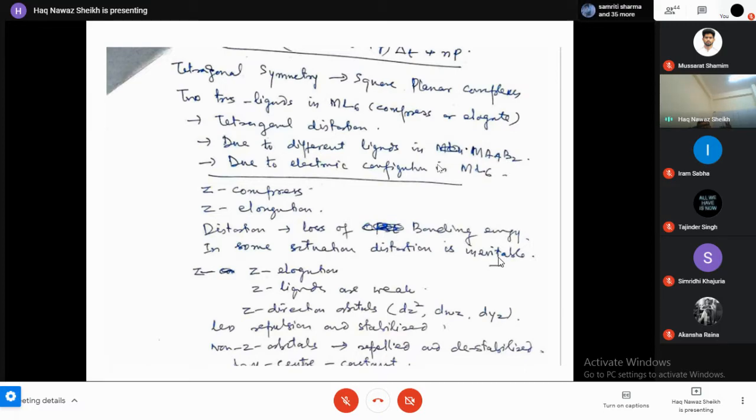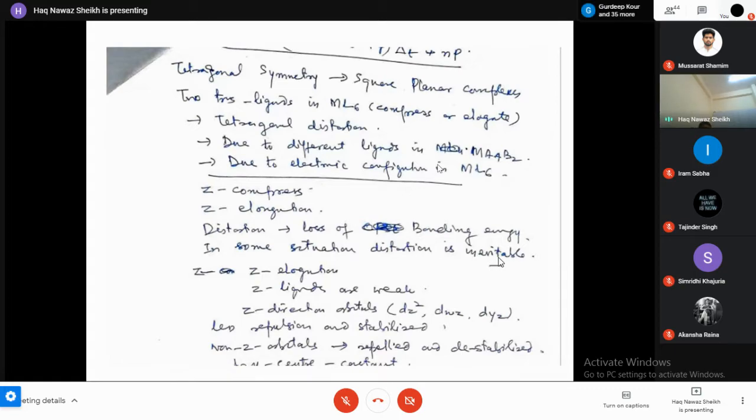Remember, in an octahedron, there are two ligands along the X-axis, plus X and minus X, two along the Y-axis, plus Y and minus Y, two along Z-axis. So 6 ligands along 3 mutually perpendicular orthogonal Cartesian coordinate axes, right? And if you have any two trans ligands in any direction, either getting longer or getting shorter, that is what we call tetragonal distortion, right? And elongation is what happens during this square planar complex formation. So why does this elongation or compression happen?